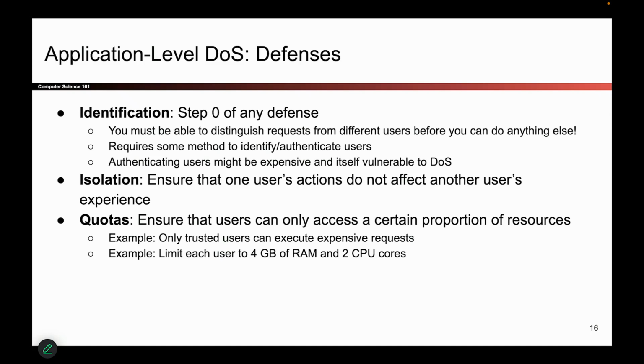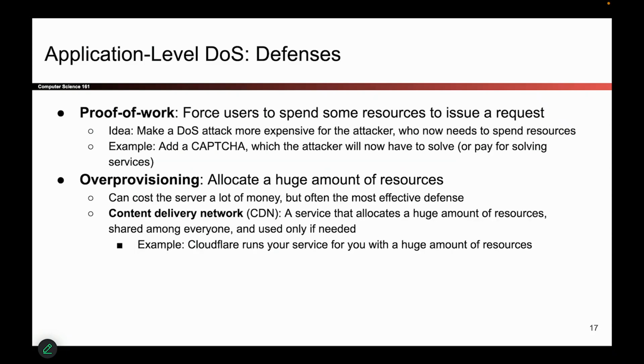So those might be ways to stop application level denial of service attacks. Here are some other possible defenses. Another possible defense is called proof of work. And here the idea is to make life a little bit harder for the attacker as well.